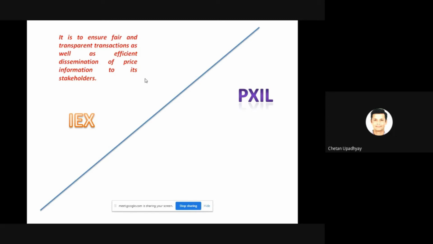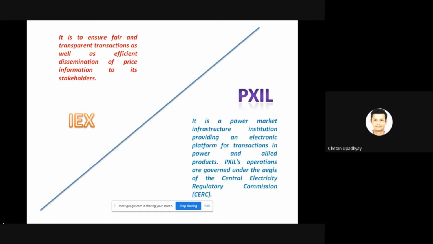And there is PXIL, which is Power Exchange India Limited. It functions as a power market infrastructure institution, providing an electronic platform for transactions in power and allied products. Power Exchange India Limited's operations are governed under the aegis of the CERC. So PXIL works directly with CERC.